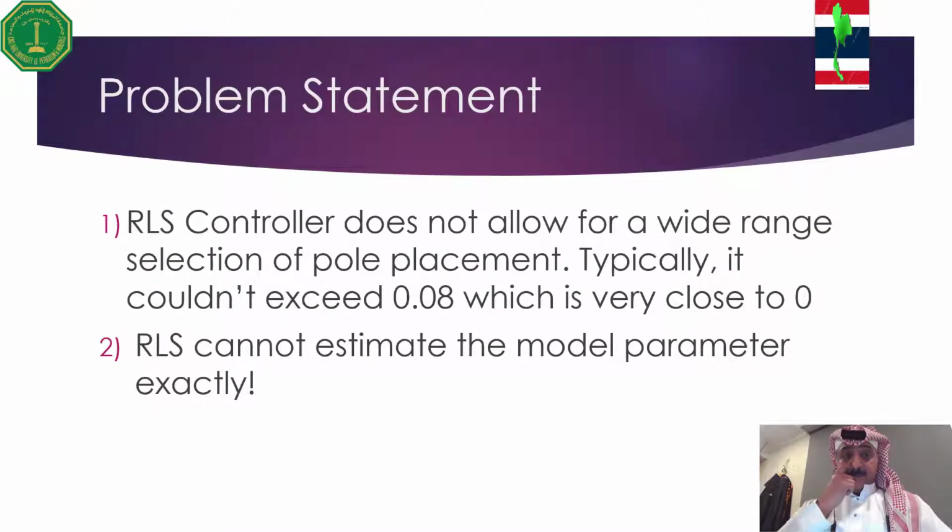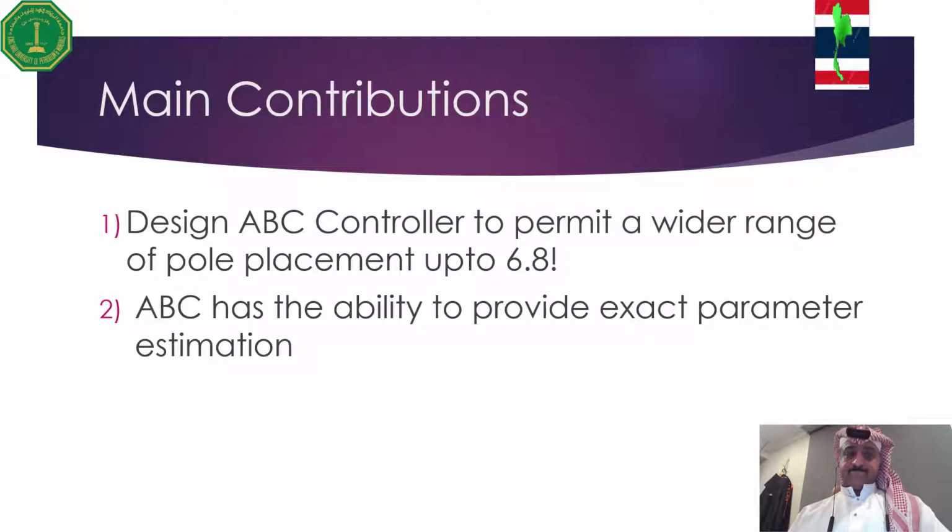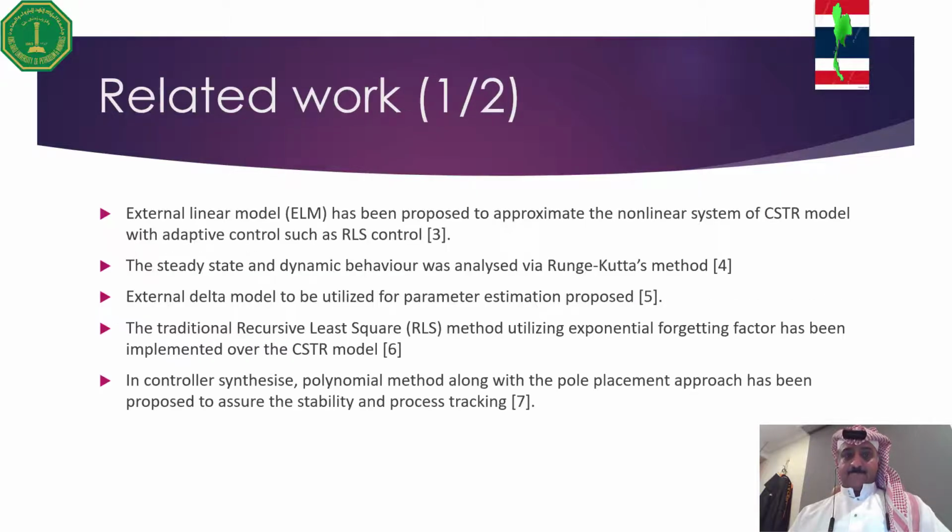Problem statement: the RLS controller does not allow a wide range of probe placement. It cannot exceed 0.08. If you exceed 0.08, the method will not converge. Also, the parameter estimate is not exact. Our contribution is to propose a heuristic method called the ABC controller. It can go up to 6.8 using pole placement, and the parameter estimation is much better.